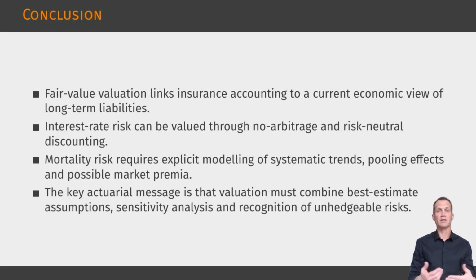Interest rate risk is the component that fits most naturally into no arbitrage valuation. Zero coupon prices and risk-neutral discounting provide a market-consistent way to value purely financial cash flows. Mortality risk is more delicate. Systematic mortality trends must be modeled explicitly because they affect whole portfolios, especially annuities and pension liabilities. Diversifiable mortality risk can be reduced by pooling, but it still creates jumps in finite portfolio surplus.